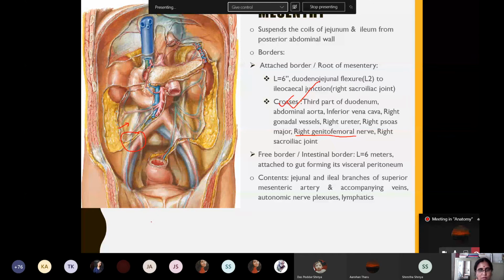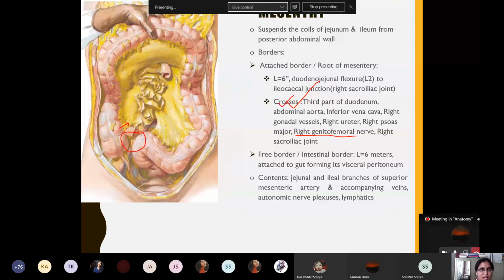Now this border. Can you see this border, which resembles the hem of a frock? This border is known as free border. And as it encloses the small intestine, this is known as intestinal border. It is about 6 meters in length and it encloses the gut and forms the visceral peritoneum.